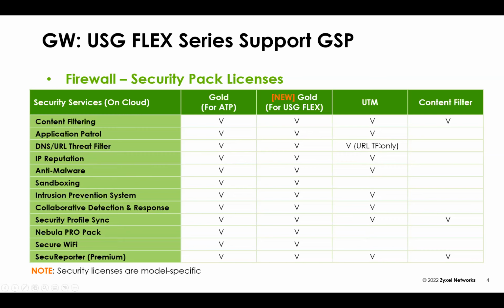URL threat filter. So on the UTM services on the Flex, we only had URL threat filter. We didn't have the full IP reputation for the DNS added to that. And then of course we didn't have sandboxing. So that's how the ATP and the Flex differentiated themselves between each other. Whereas the ATP had specifically the sandboxing, and then the Flex series did not have the sandboxing along with the DNS and URL threat filter.